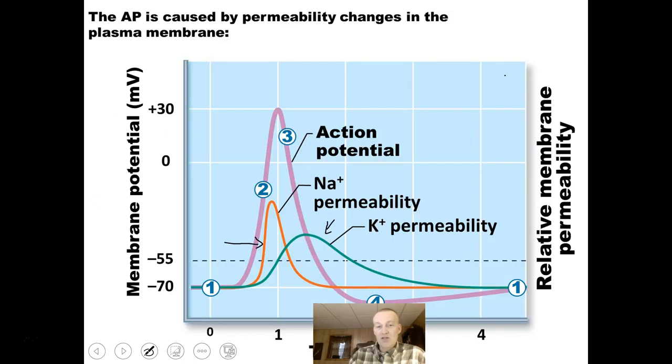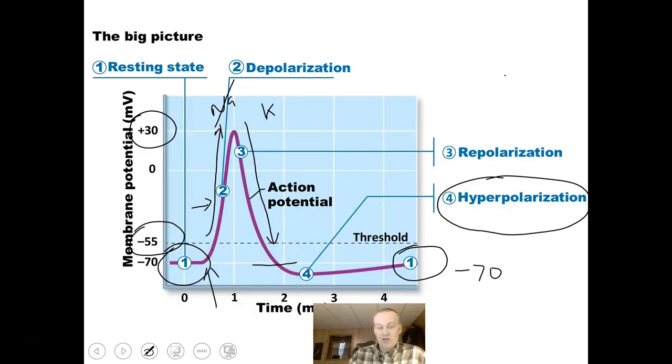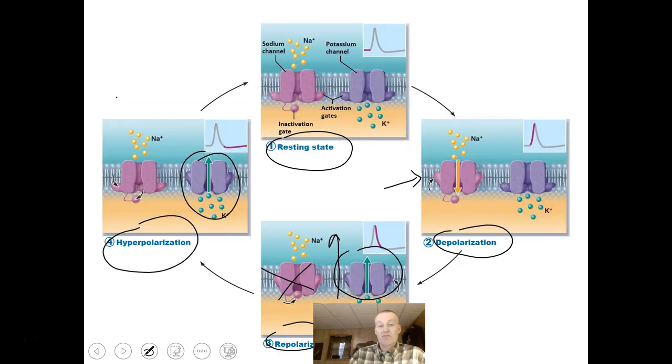I do expect you to be able to draw the action potential. So make sure that you practice drawing this. Make sure you know what the x-axis is. We have time in milliseconds, so it takes somewhere in the order of 4 to 5 milliseconds. And we have membrane potential in millivolts on the y-axis. Be able to draw all aspects of that.